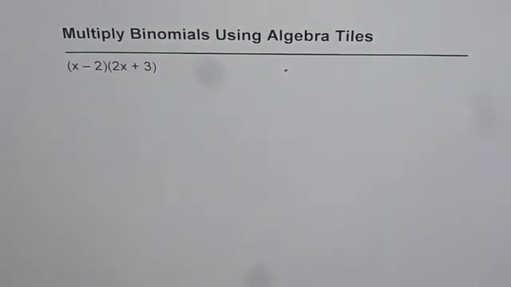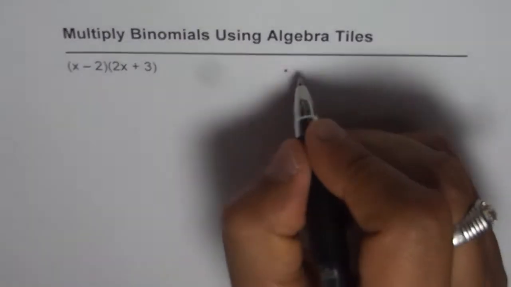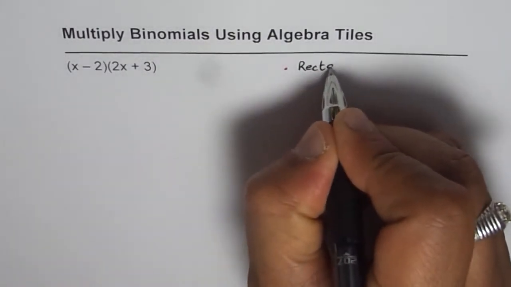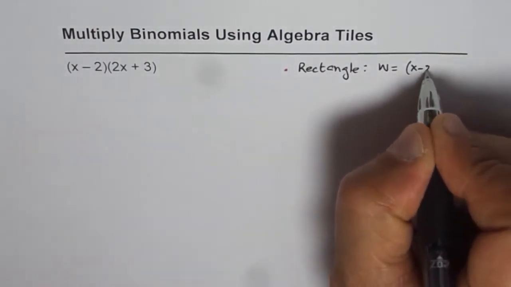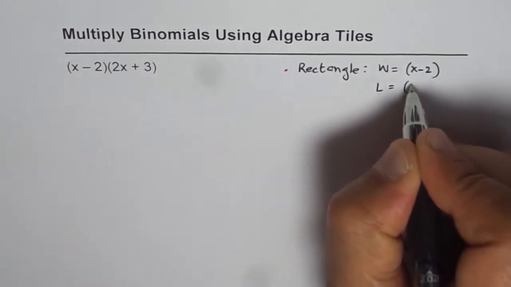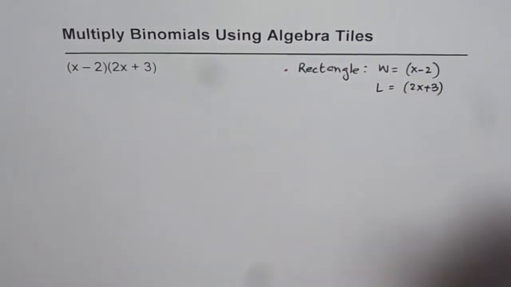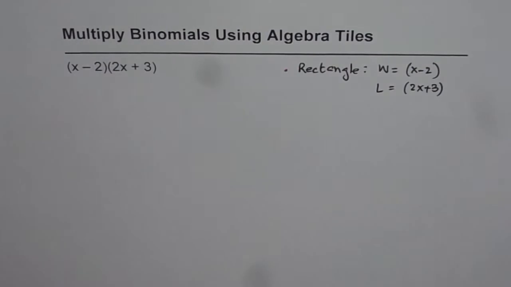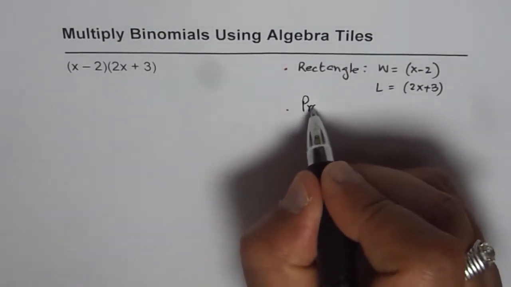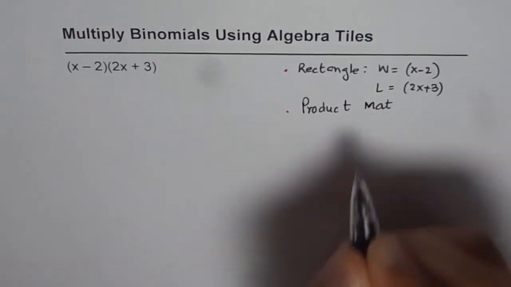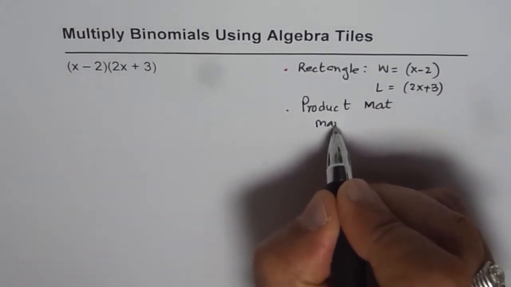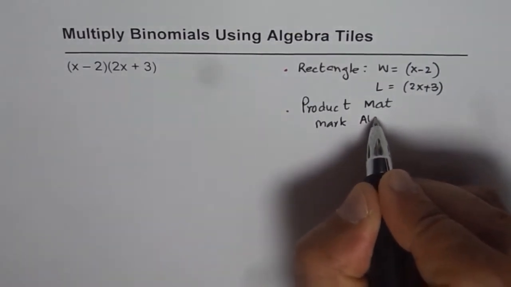First step is to define our rectangle, correct? So that is the first step. So our rectangle here has width of x minus 2 and length of 2x plus 3. So that is the first step. The second step is to sketch, I should say, product mat. So we will sketch product mat. So on this we will actually mark algebra tiles.